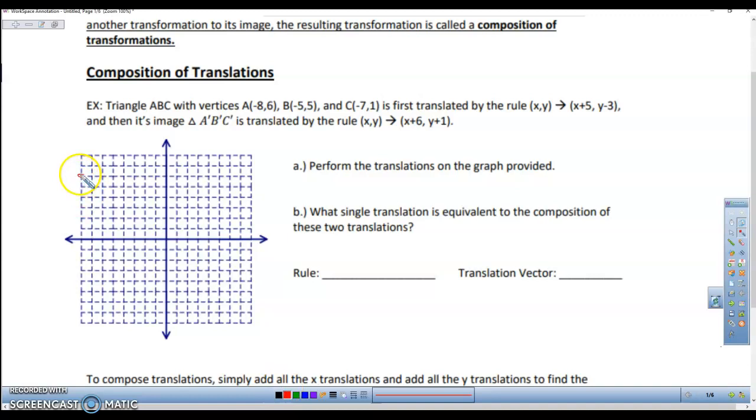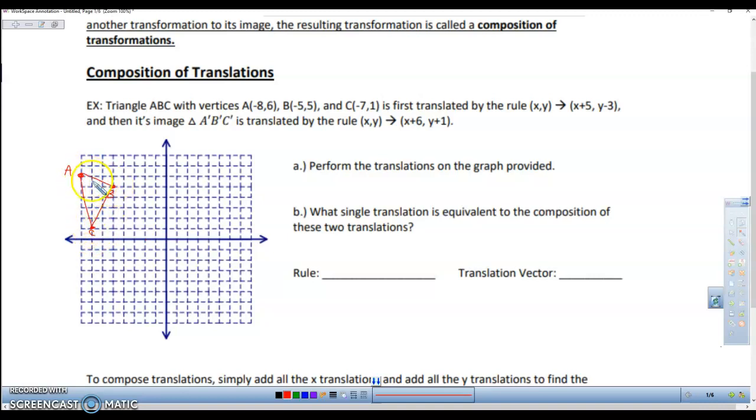A is at negative 8, 6. B is at negative 5, 5. And C is at negative 7, 1. All right, so there's my triangle.